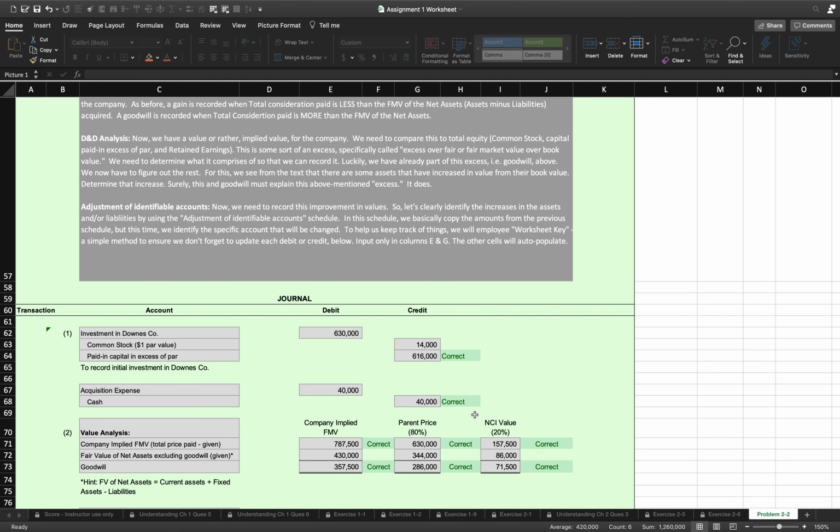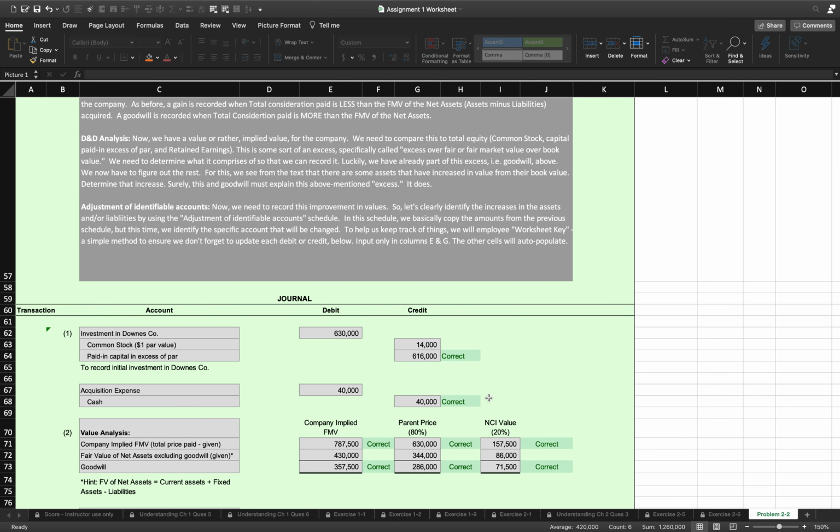I'm going to kind of run through some of this value analysis and D&D analysis just because at this point my focus is on the worksheet, which is the more difficult aspect of this problem. And it seems like a lot of you got the initial first few sections correct. So I'm just going to run through it real quick.